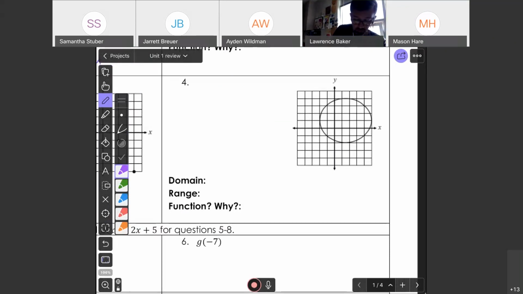Okay. So 4 is continuous, so it's different, right? So we've got to think about that. We need to be using interval notation. Right? It's just the two numbers, comma, brackets or parentheses.